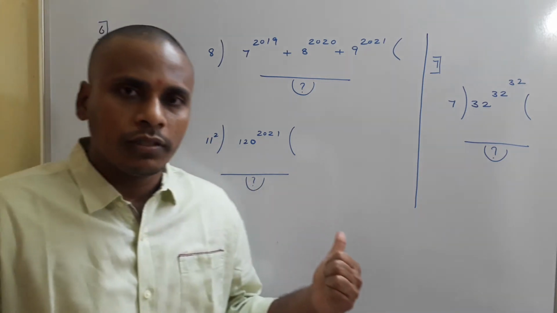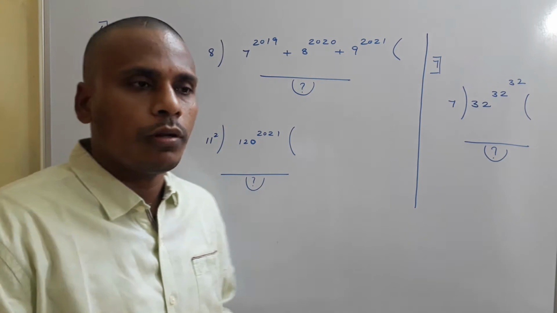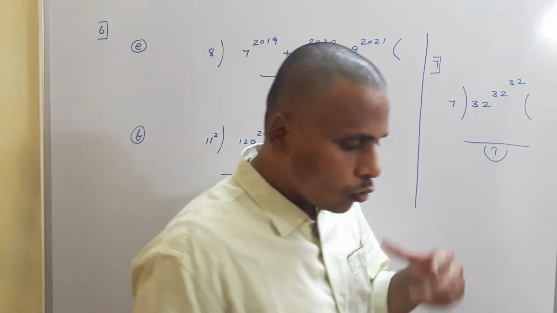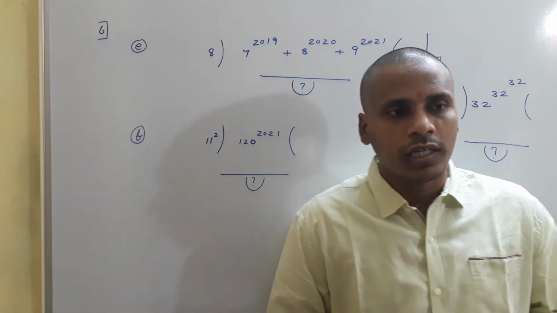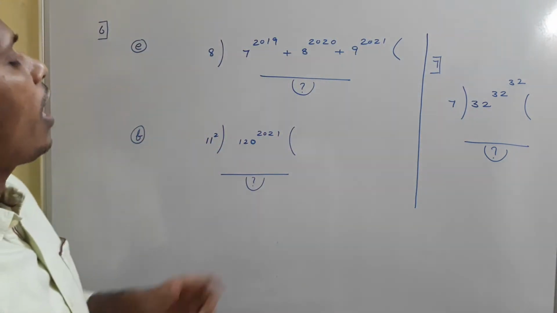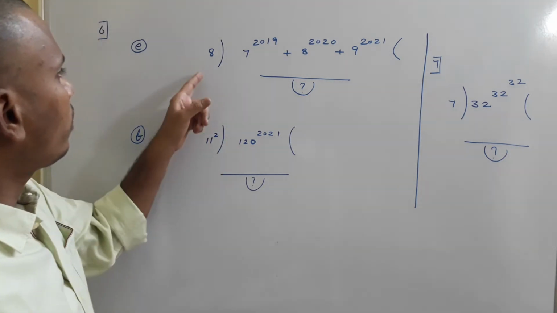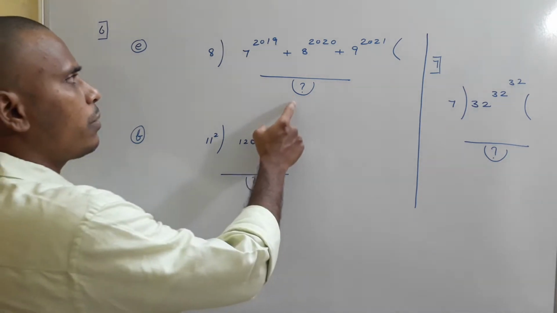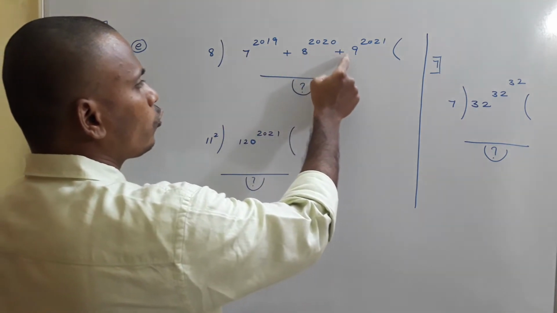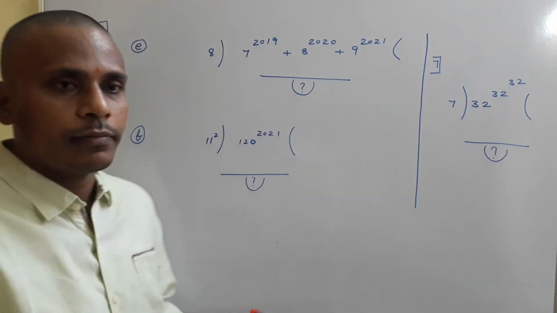As a part of number theory, from the last two classes we are solving different problems to find remainders and to recall divisibility rules and the division algorithm. At the end of last class, I mentioned these two problems for you all to solve. We need to find the remainder when 7 power 2019 plus 8 power 2020 plus 9 power 2021 is divided by 8.